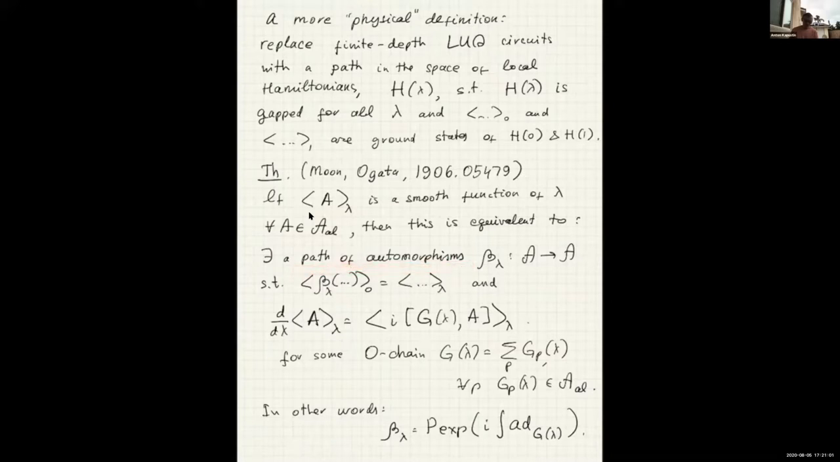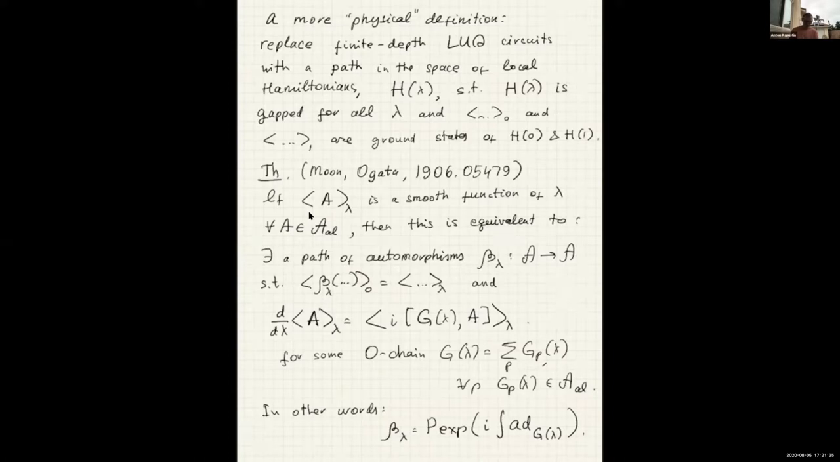That is, there is some automorphism such that if you apply the automorphism and then average over state zero, that is the same as averaging in the state for some value of lambda. So this is a continuous path of automorphisms. And moreover, these automorphisms are very nice. They're local in some sense. In what sense? Well, they're basically path-ordered exponents of local Hamiltonians. I call this unphysical Hamiltonian G of lambda.